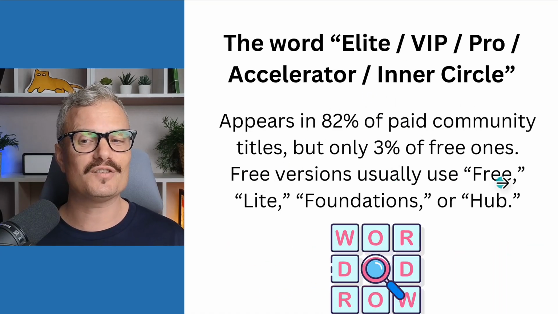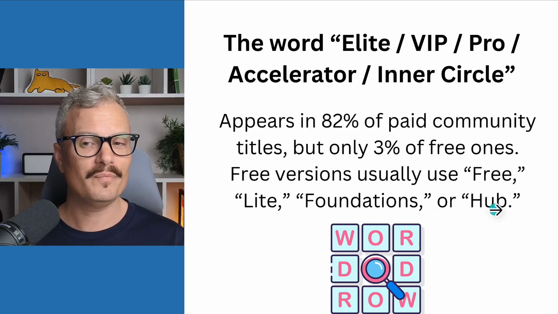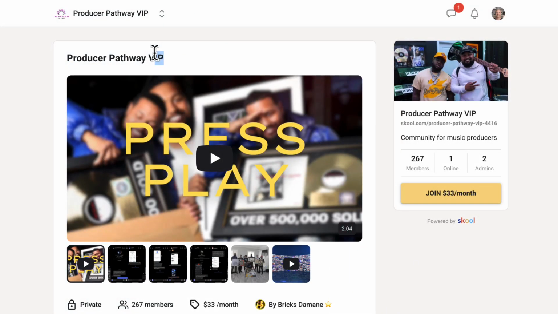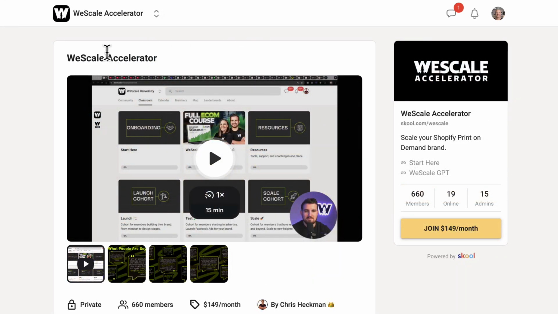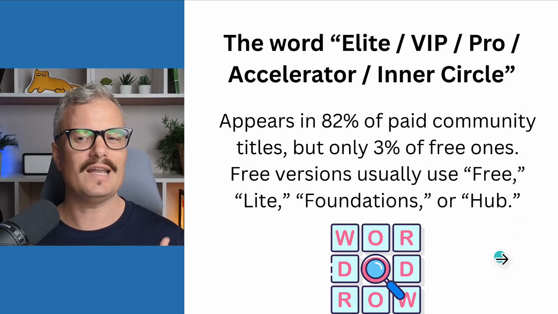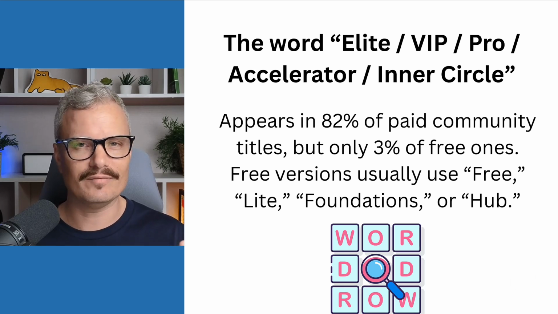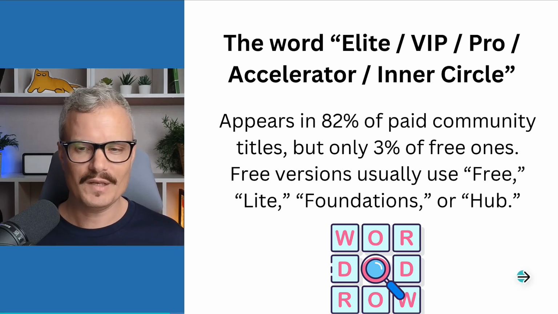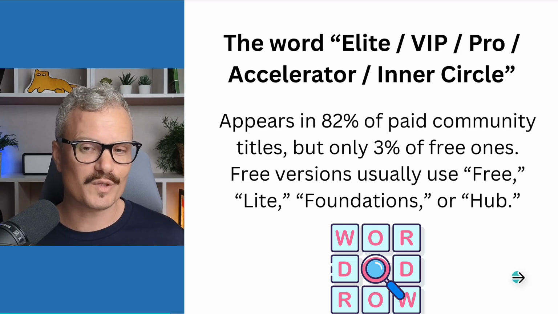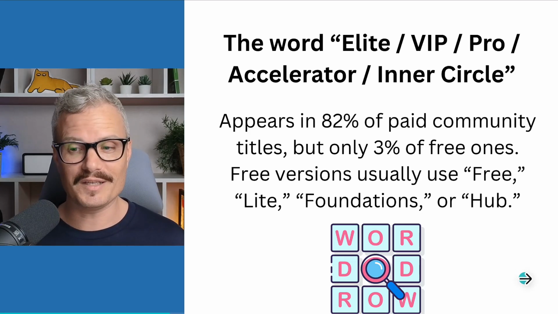And the free versions usually obviously had free, light, foundations, or hub. So the next level, they were giving it a luxury feel: elite, VIP, pro, accelerator, all of those premium words, whereas the free ones were more of the basics, the light, the hub, a little bit less aggressive, less fancy and VIP feeling. But it was something worth noting, the differences in the words that people use between the free and the paid communities.